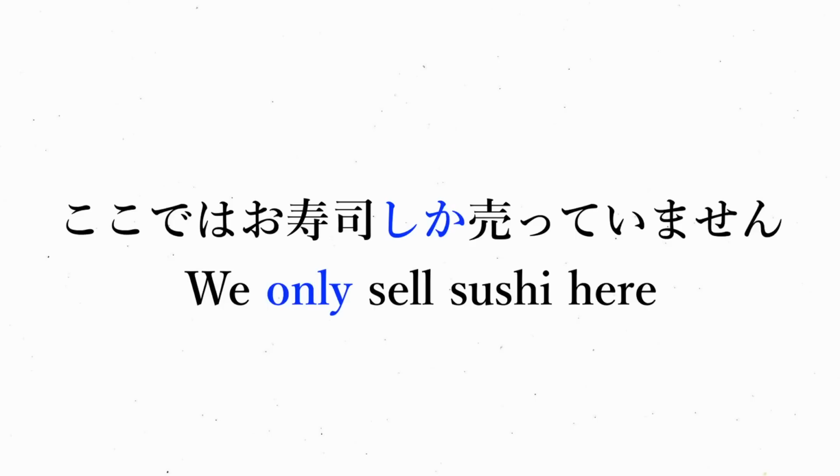This can sound a little strange at first. Like if I say ここではお寿司しか売っていません. It can be translated as we only sell sushi here. From an English-speaking perspective, this can be hard to understand because 売っていません on its own translates to we don't sell. And this construct translates to we do sell because we have shika.